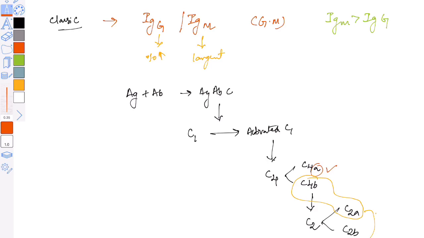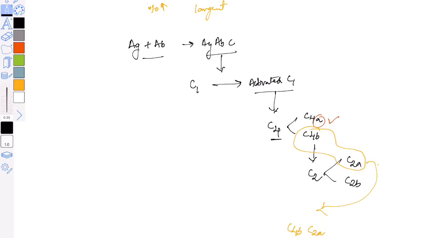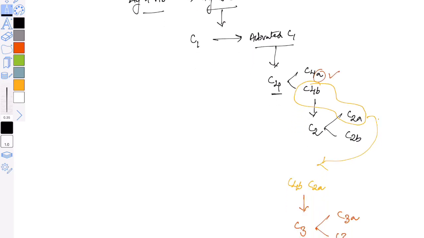The classical pathway is mainly concerned with IgG and IgM, mainly IgM. Whenever the antigen-antibody enters, it reacts to form a complex which is going to activate C1. C1 is going to activate C4. C4 is going to split into A and B. A goes away, whereas B is going to activate C2, and C2 is going to split into C2A and C2B. Therefore, C4B and C2A combine to form a complex called a binary complex, which is going to activate C3. So the main purpose of the classical pathway is to activate C3.